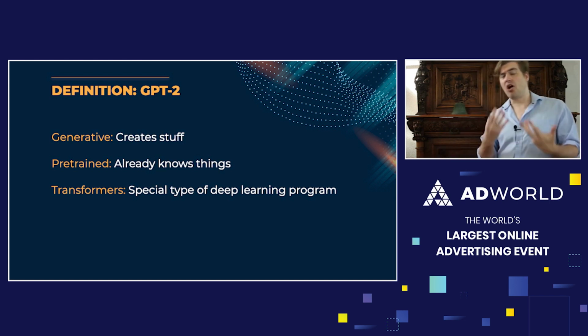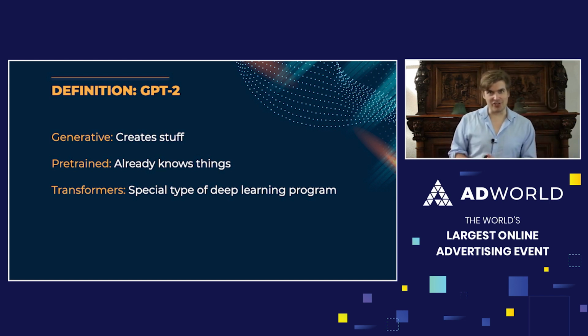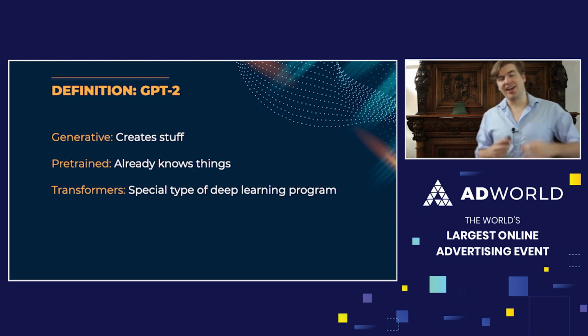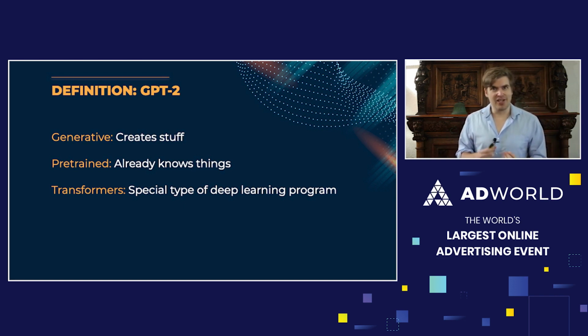Pre-trained means it is already trained on the English language, so you just need to train it a little bit on the language that you want to generate. And then transformers are a special type of neural network, a special type of deep learning program. They just came out in the last few years and they're changing everything.